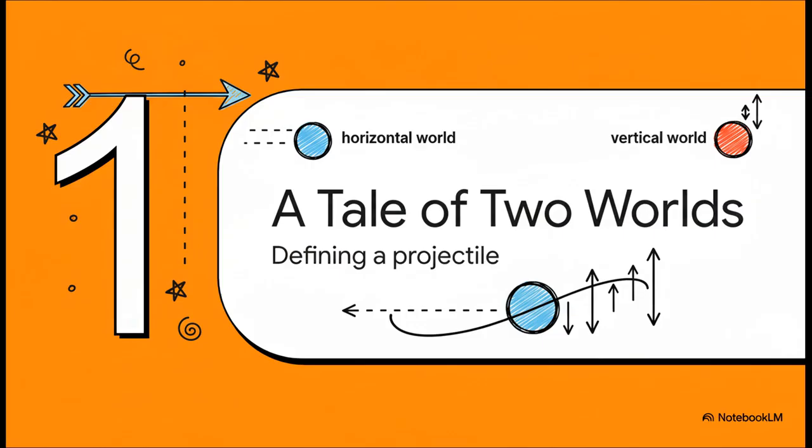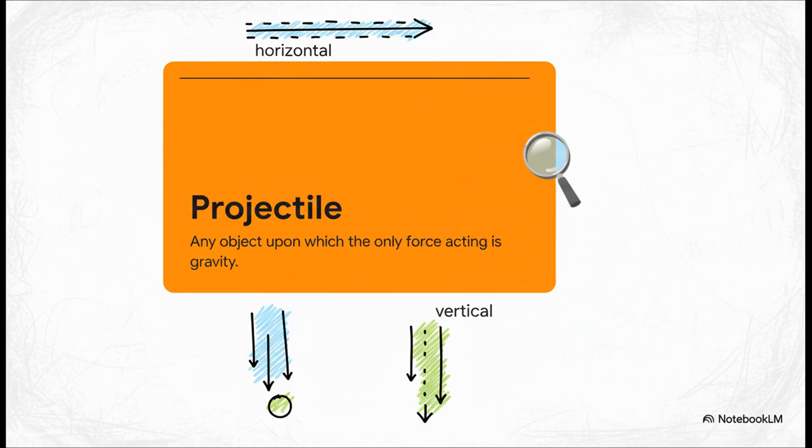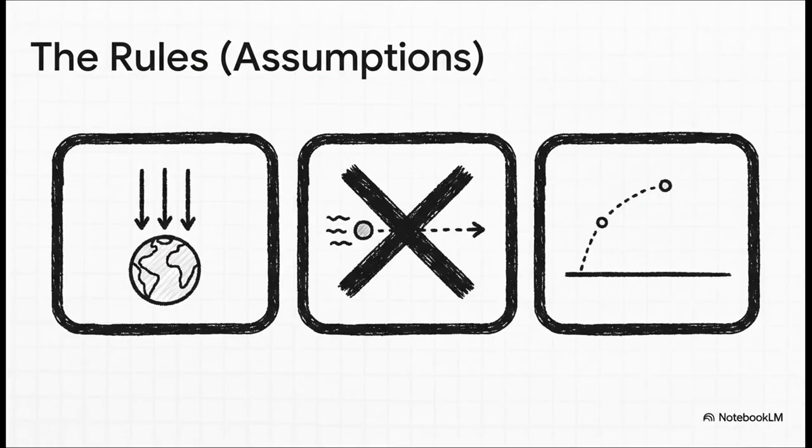But first, we gotta lay down some groundwork. What even is a projectile, and what are the rules of the game? Okay, so projectile is just the physics speak for any object that's been given an initial push and is now just flying. Think of a cricket ball after it's been hit, or a javelin after it leaves an athlete's hand. The key, and this is super important, is that once it's flying, the only thing we're paying attention to is gravity pulling it down.